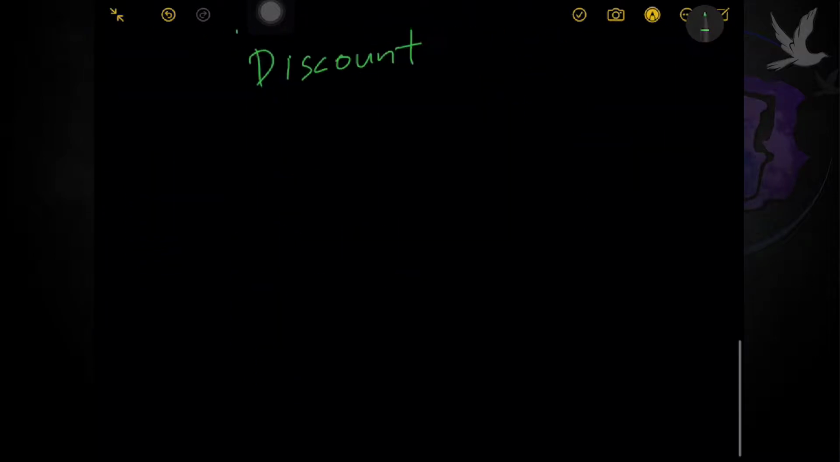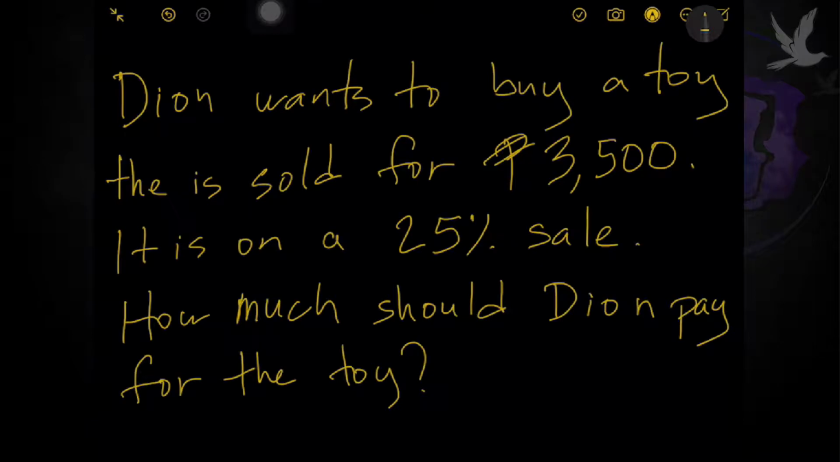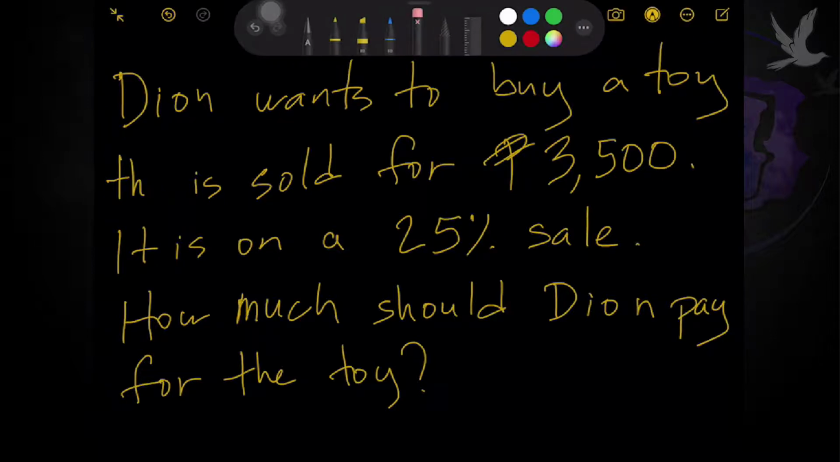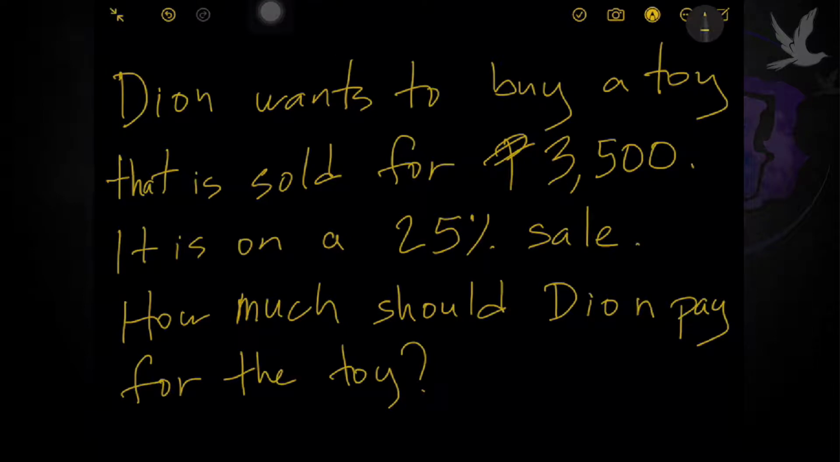Okay? Try to get a paper or your notebook kung meron kayo. Kung wala, paper. Try to answer this following word problem. Okay, try ninyo to. Dion wants to buy a toy that is sold for 3,500. It is on a 25% sale. How much should Dion pay for the toy?